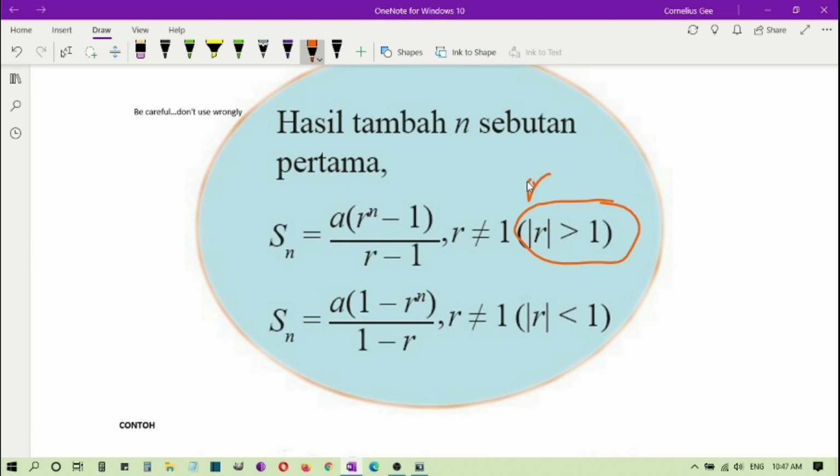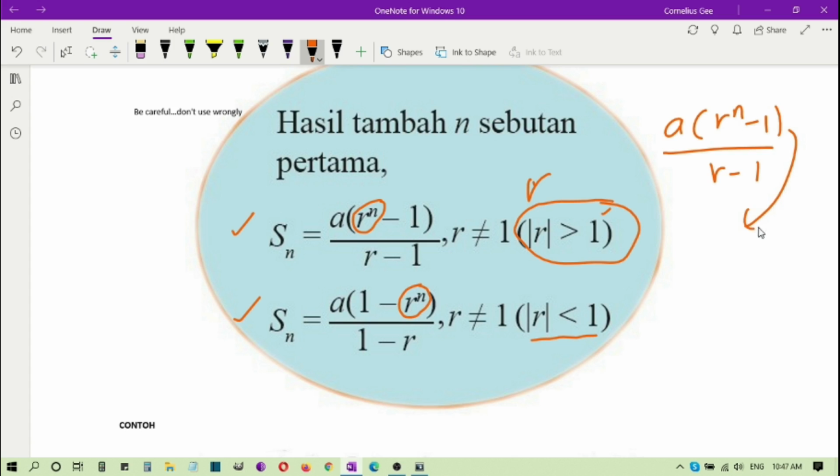If it's more than 1, then this is the formula to use. If it's less than 1, then this is the formula to use. Be careful of this. Use the correct formula. I know the formula is easy, but you must not use it wrongly. It is given in your reference equation list, so refer to it. Don't use it wrongly, because I have also made the same mistake, especially like R^n minus 1 over R minus 1.